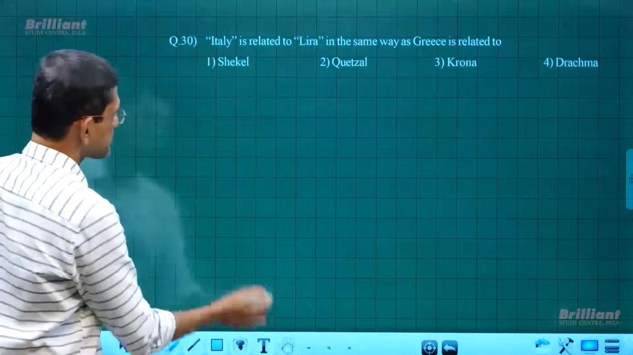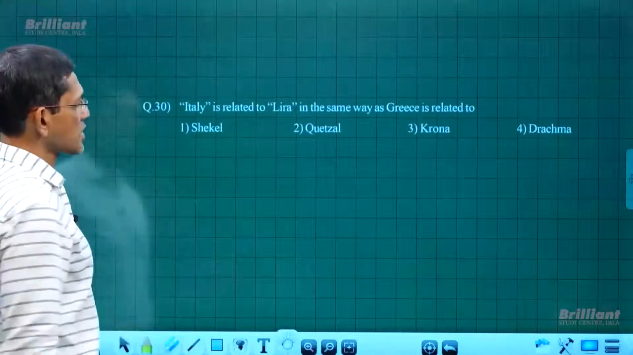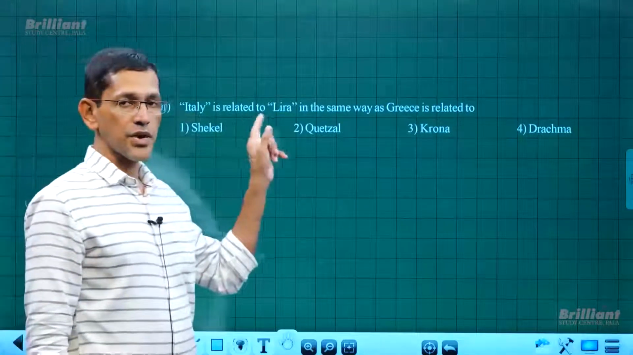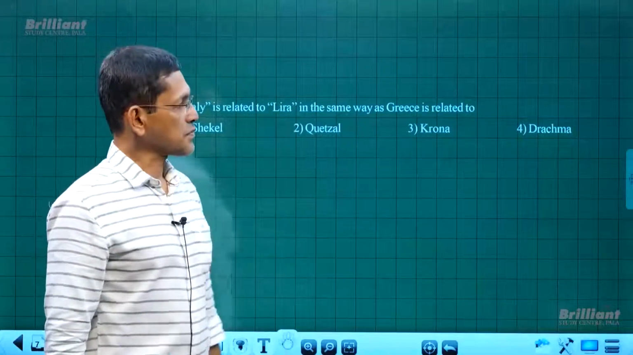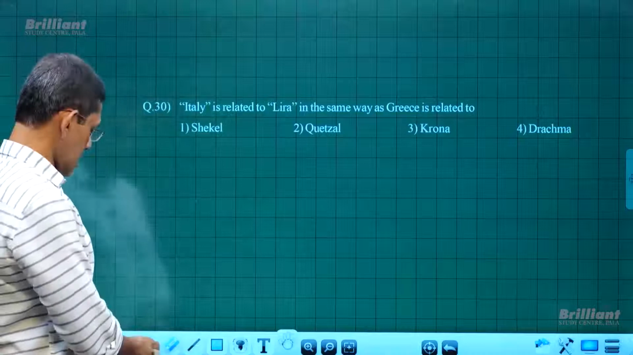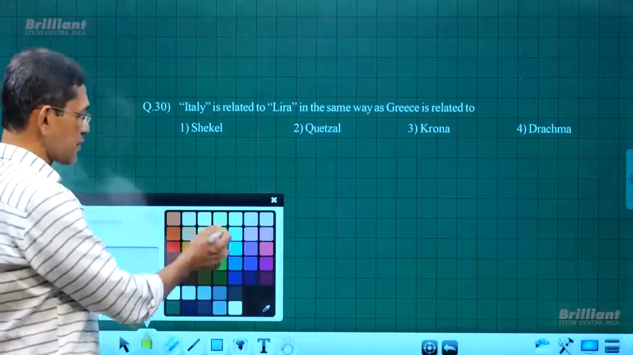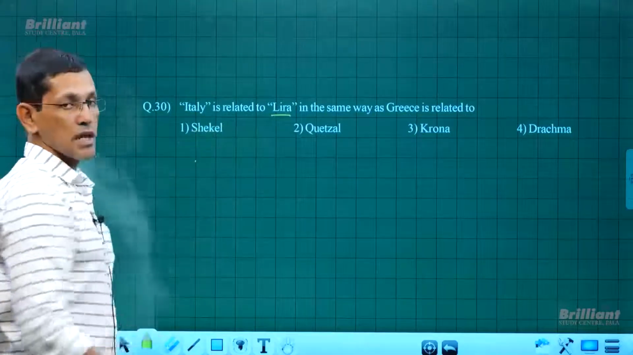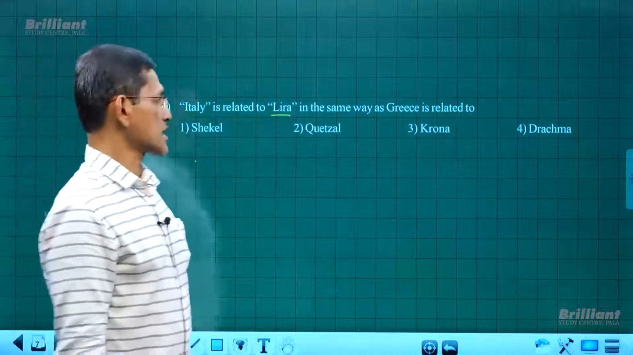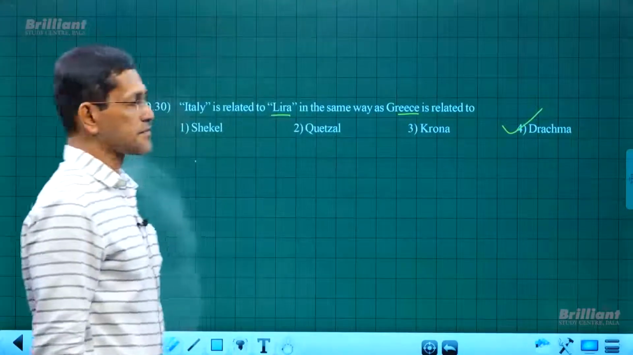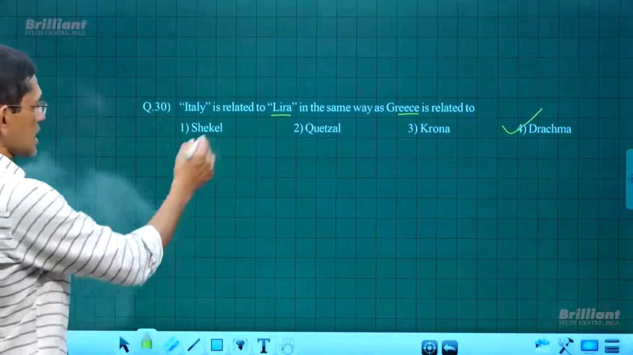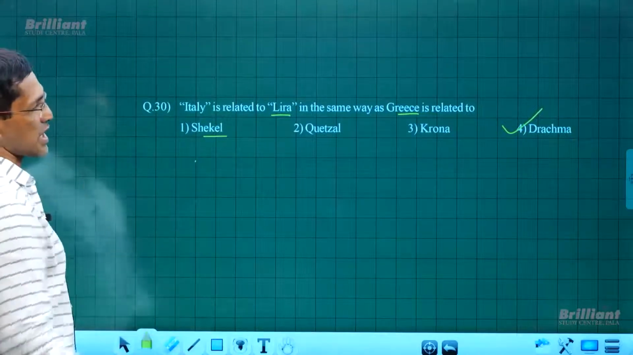Now number 30. Italy is related to lira. Italy and lira, what is the connection? And in the same way, Greece is related to what? So Italy, lira, first of all, need to know what exactly this lira is. Lira is the currency of Italy. Same way, Greece is related to drachma. And shekel is the currency of Israel.